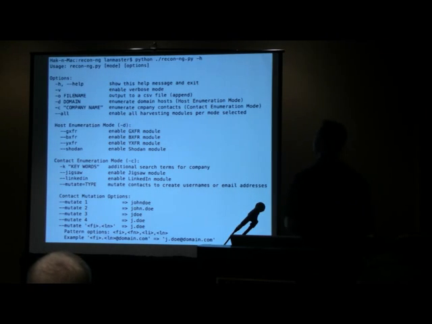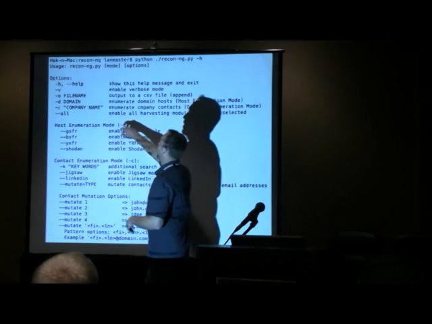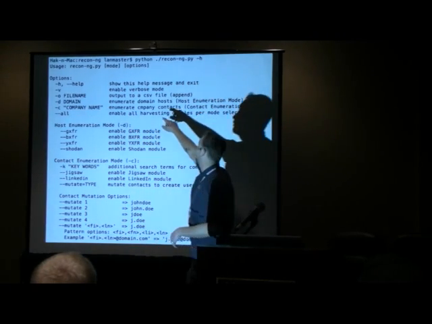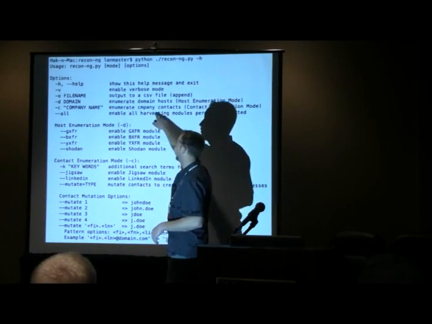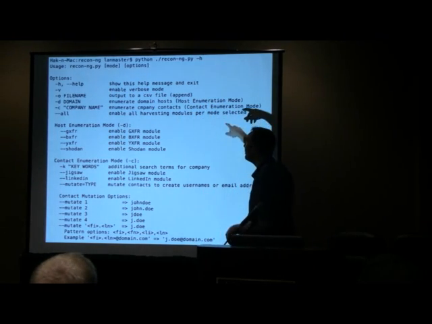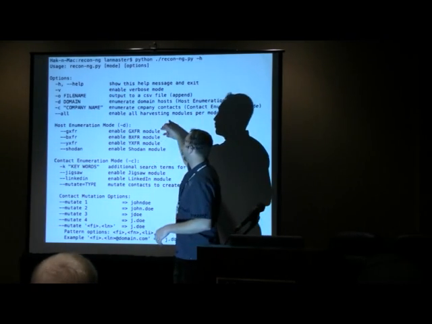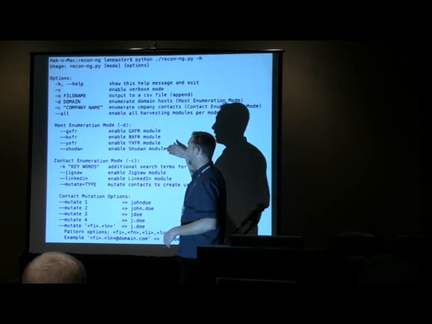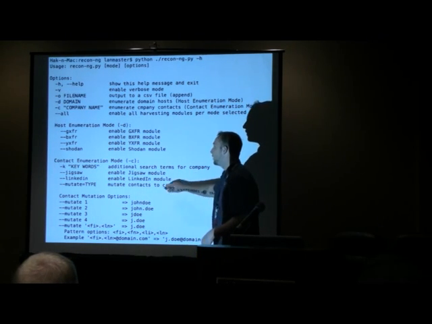So what does it look like when you run it? You've got a couple different modes. You've got host enumeration mode. You've got contact enumeration mode. This has been fixed on the latest version, I promise you. When you're in that particular mode, you can run the different modules for the mode. You don't have to run them all. You can, but you can run individual modules. Same here.